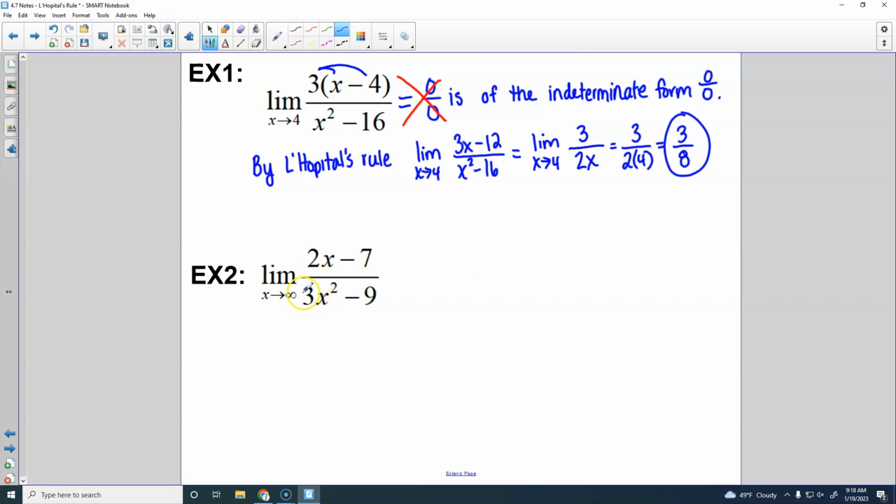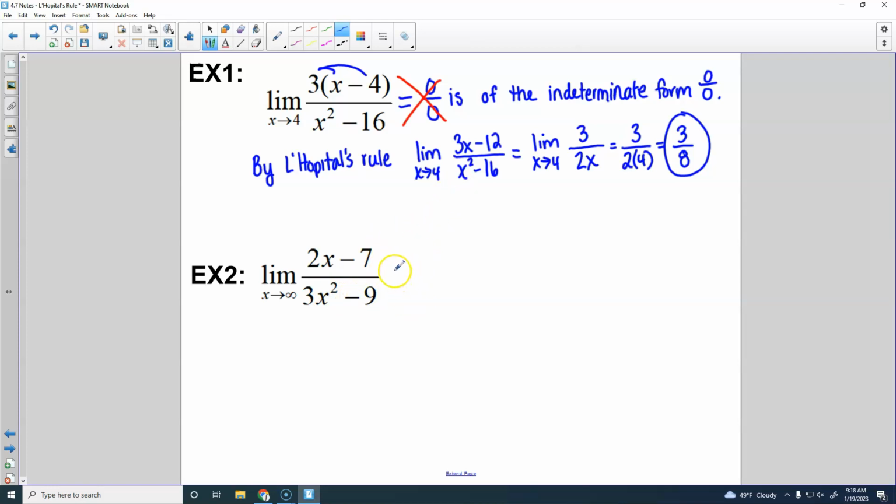So now, do I get 0 over 0 if I plug in infinity? Which I kind of can't do, but I don't get 0 over 0, right? What do I get? In the top, if I'm doing 2 times infinity, that'd still be infinity, right? Then I subtract 7, which is not enough to overcome infinity, so it's still infinity in the top. In the bottom, 3 times infinity squared is infinity minus 9, still infinity.